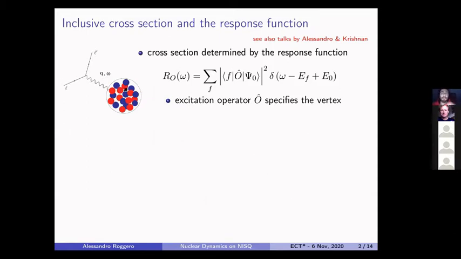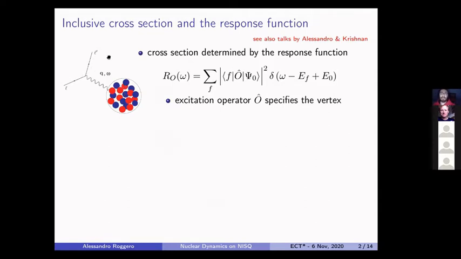You've seen already talked about response functions a couple of days ago from Alessandro and Krishnan. The idea here is that we are trying to describe an inclusive scattering process where we are sending some probe to scatter off a nuclear target. And we are only measuring the final state of the probe without looking at what happened to the target.